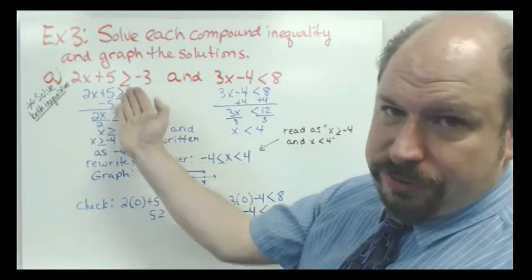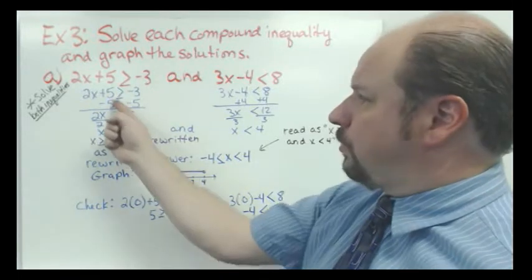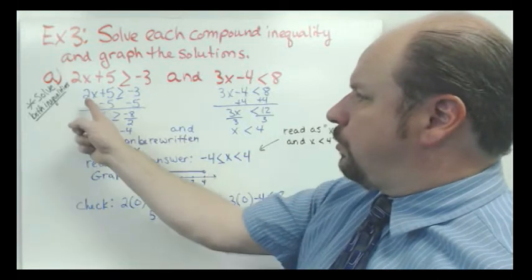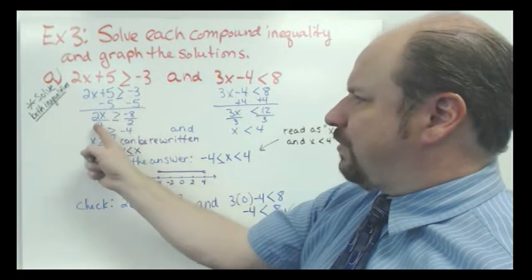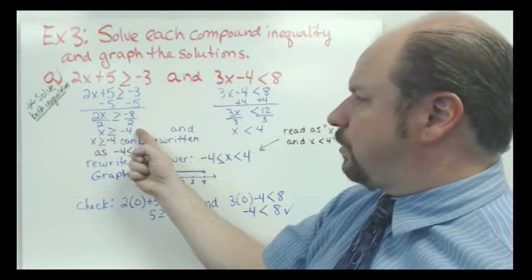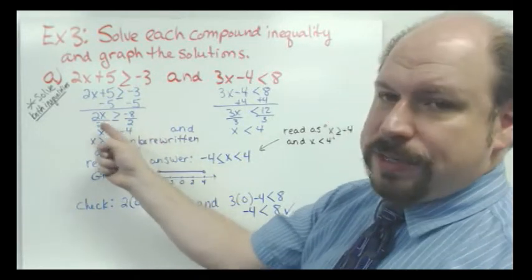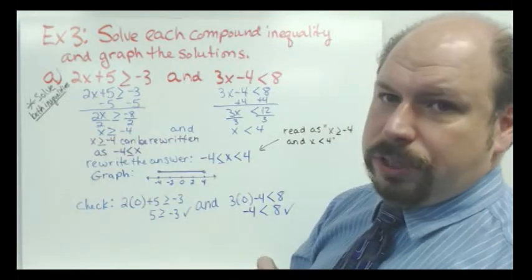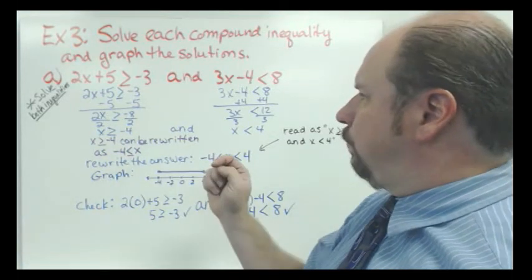So we solve it just like we normally would. So subtract 5 from both sides. So 2x plus 5 minus 5 is just 2x. Negative 3 minus 5 is negative 8. And now divide both sides by 2. And when you do, you get x is greater than or equal to negative 4 on this side.